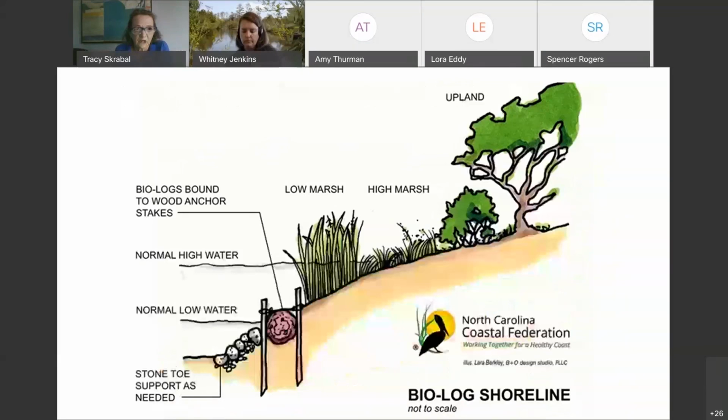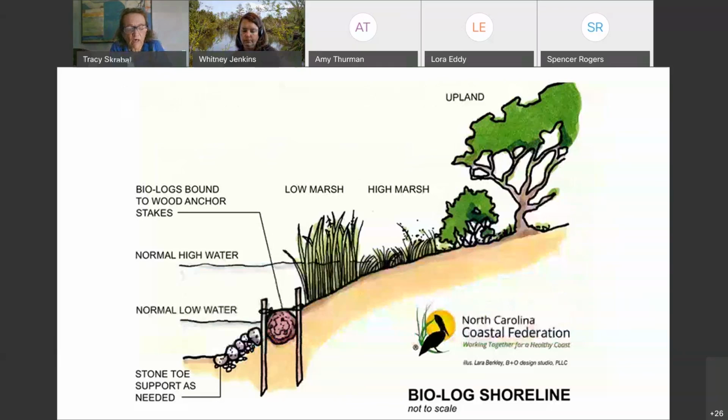Okay, so moving up a little bit to slightly a little bit of protection in terms of a structure are these methods called biologs or coir logs, which are basically coconut fiber logs, and I'll show you some pictures of them. I saw this a lot when I worked in the Chesapeake Bay. They really did a lot of the work there, and the Chesapeake Bay Foundation holds a lot of trainings for property owners, do-it-yourselfers, to actually construct these types of approaches.